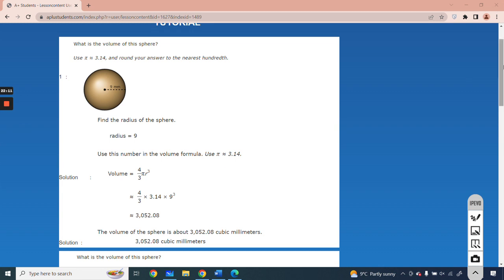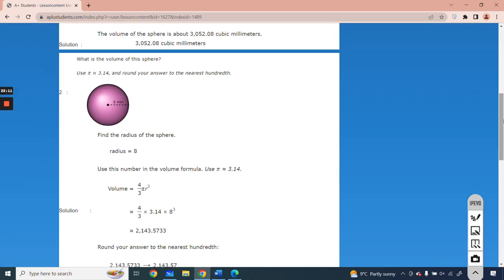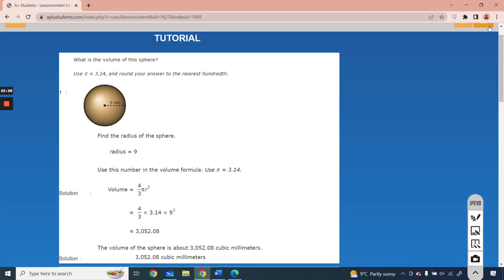Okay, so the next example is, we have to find the volume of the sphere. So whenever we have to find the volume of the sphere, we have to use the formula, that is V equals 4 by 3 pi r cube. Got it? Okay, let's just start with the test questions.